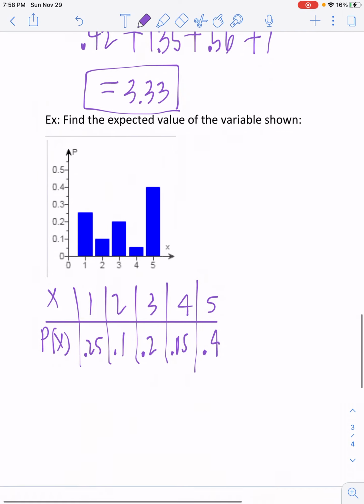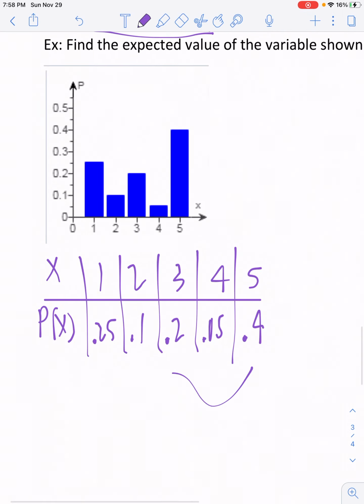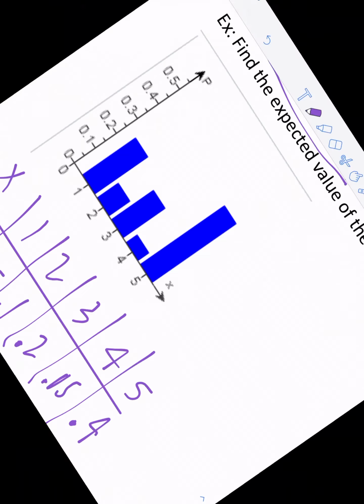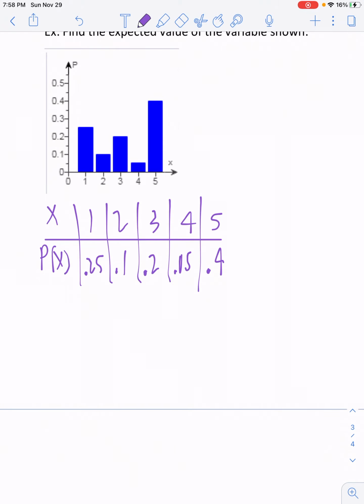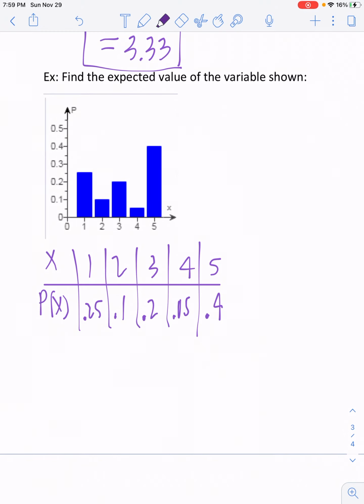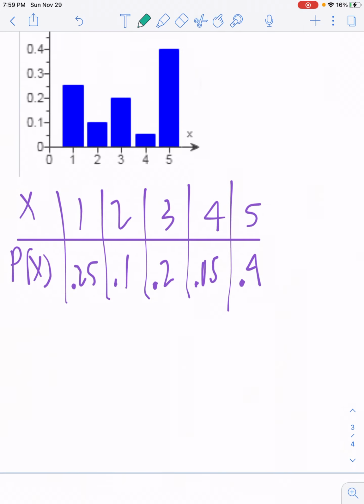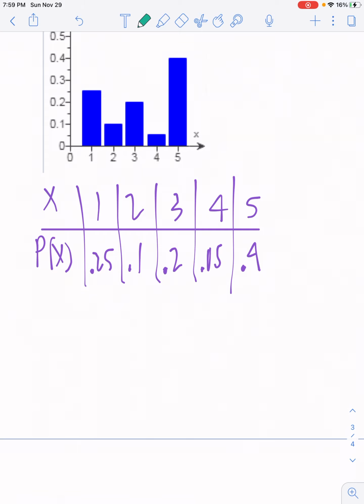And if it asked you to verify that this was a probability model, you just want to make sure that these add up to 1, which they do. If you want to do that in your calculator. And they are all between 0 and 1. But we are asked to find the expected value, which is what we just did. So if you want to pause and try to do this on your own, go for it. If not, I'm going to keep going.